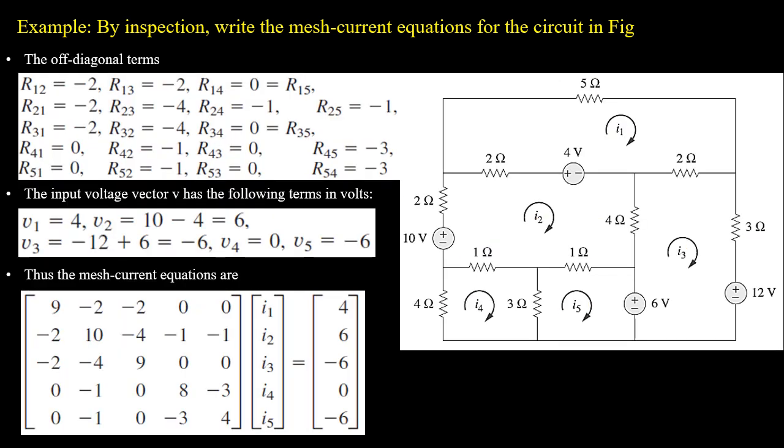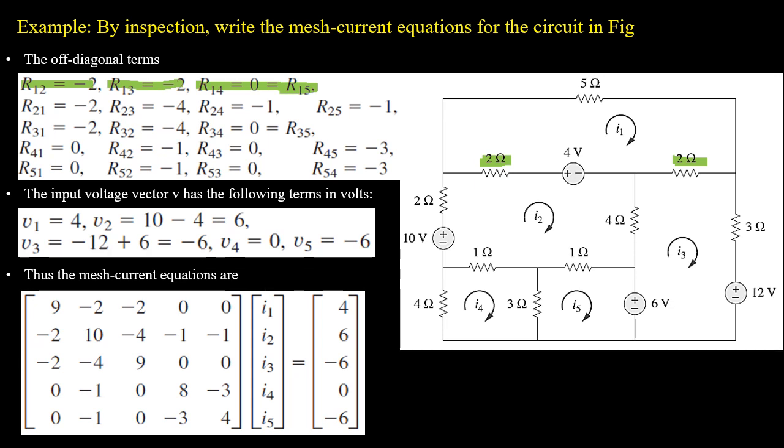Now we will look for off-diagonal terms, starting with R12. For R12 we will look into resistors which are common between mesh 1 and mesh 2. So we have a common resistor of 2 ohm between mesh 1 and mesh 2. So R12 will be equal to -2. Similarly we have a 2 ohm resistor common between mesh 1 and mesh 3. So R13 will be equal to -2. And we have no resistor common between mesh 1 and mesh 4, and similarly no common resistor between mesh 1 and mesh 5. So R14 and R15 will be equal to 0.